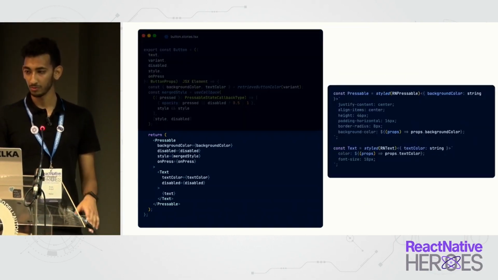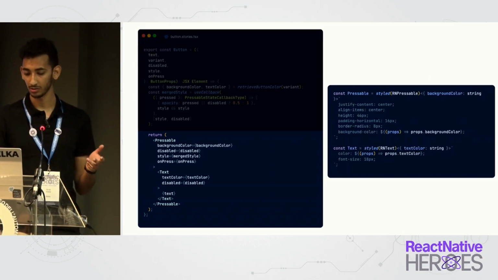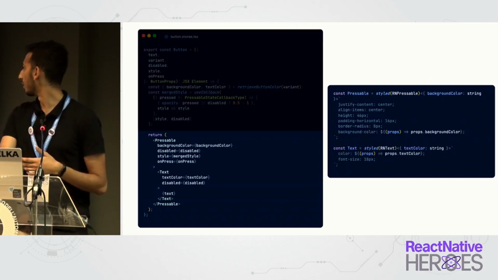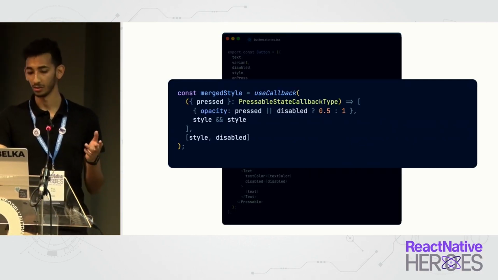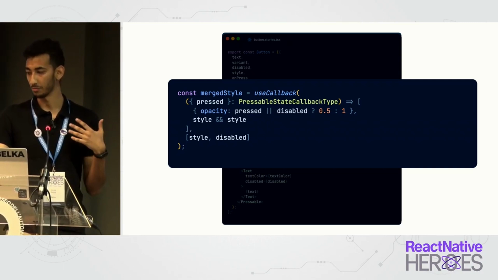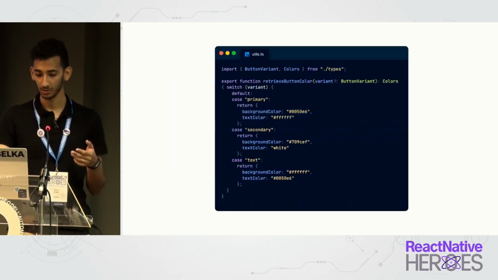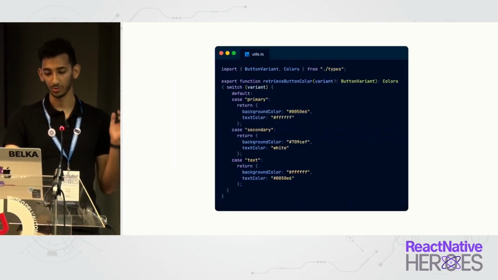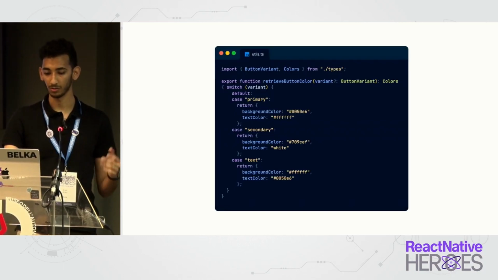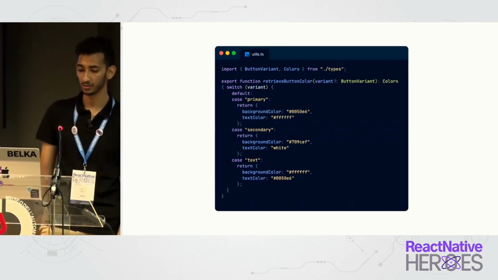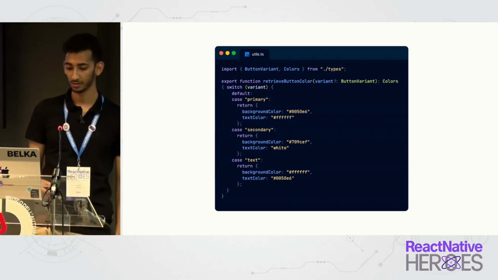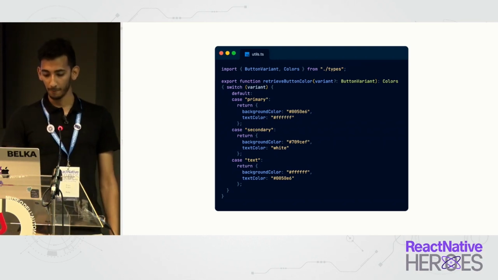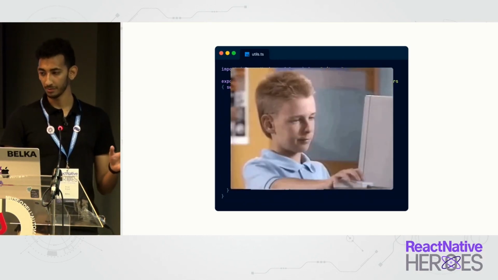We are using pressable from the core React Native elements, which we style with styled components. We also change the opacity of the button based on the press and the disabled state. And finally, we have a super simple function that exports some colors based on some variants. So we have the primary, the secondary, and the text variant. Now we have the button component ready.